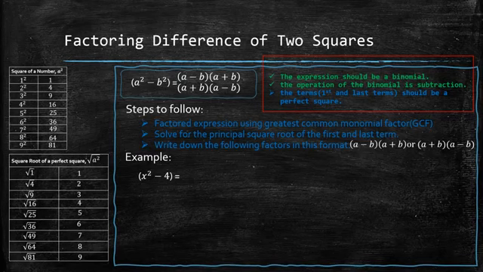Next, the terms first and last should be a perfect square. Is x squared a perfect square? Yes. Is 4 a perfect square? Yes. Di ba? Tanawa. Tanawa sa atong table, 4 is a perfect square. So, check ta din na.